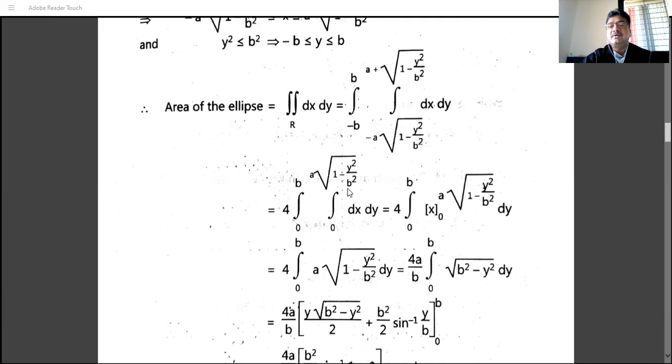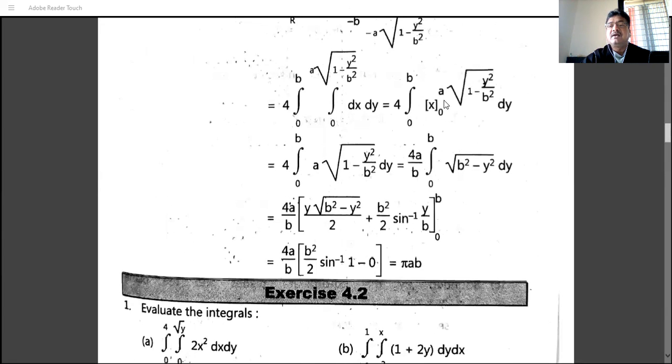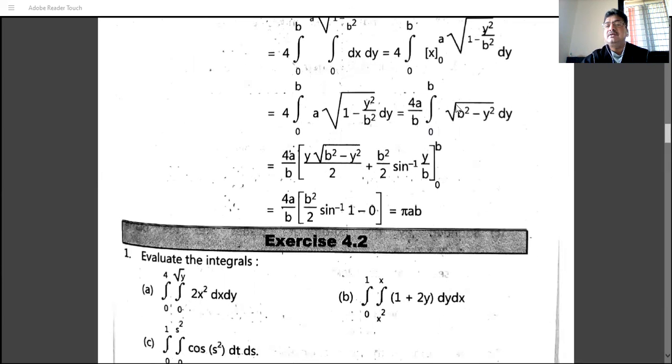So 0 to b, and 0 to a root of 1 minus y square by b square, and then the integration of 1 dx is x, dy. The value at the upper limit minus the value at the lower limit is 0. So we have 4a; take the LCM b square here. So we have b square minus y square by b square, and the root of b square is b, take this b out of the integral. Then 4a divided by b times the integration of root b square minus y square. And then there is a rule of integration for root a square minus x square. By using that rule, we get y root b square minus y square by 2 plus b square by 2 sin inverse y by b.